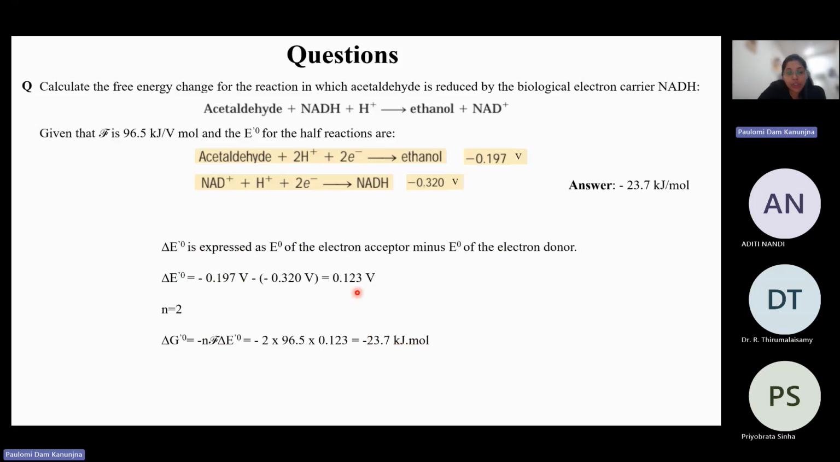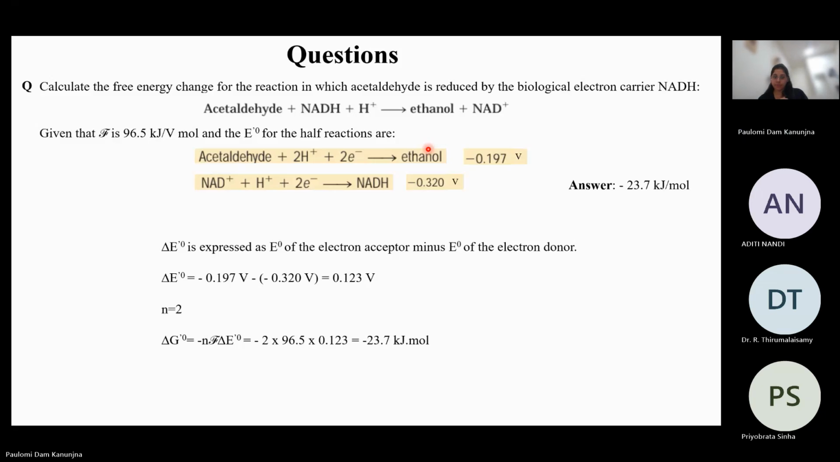Right. So I showed you this formula already, right? This is what we are going to use. Delta G naught is equal to minus n Faraday delta E naught. So where do you get the delta E naught for a reaction like this? How do you express your delta E naught when you are given a reaction? You basically calculate E naught of electron acceptor minus E naught of electron donor.